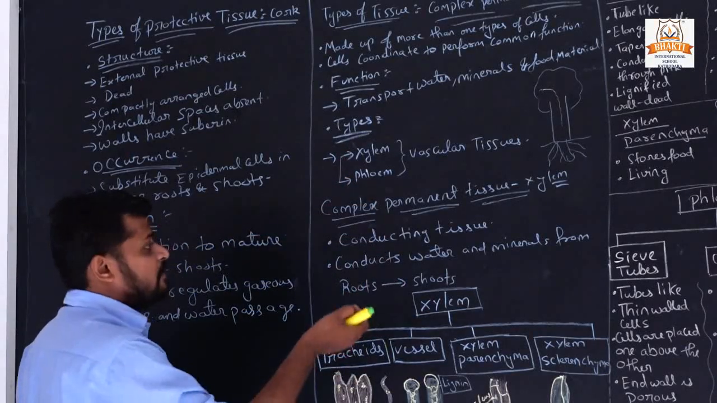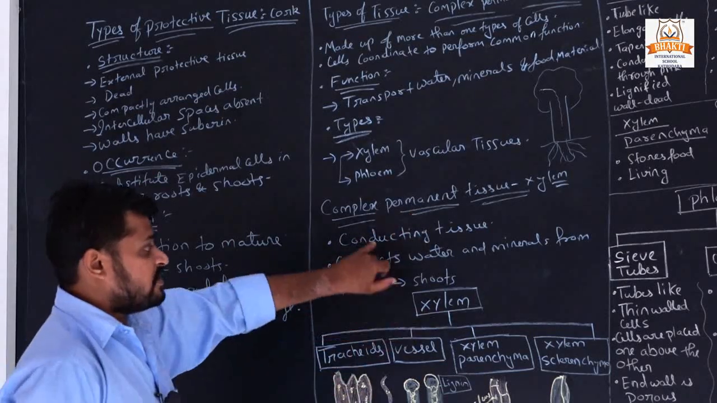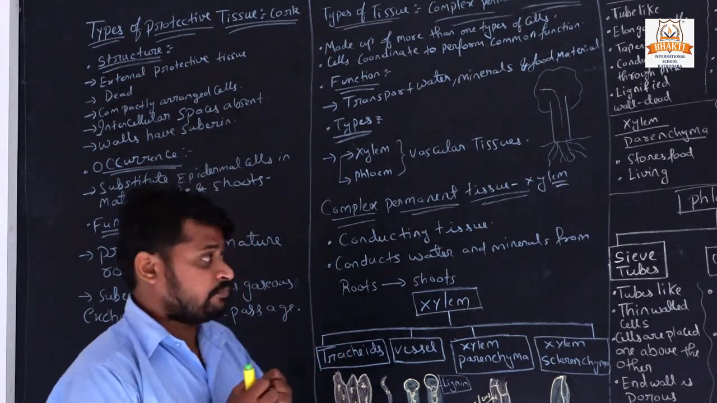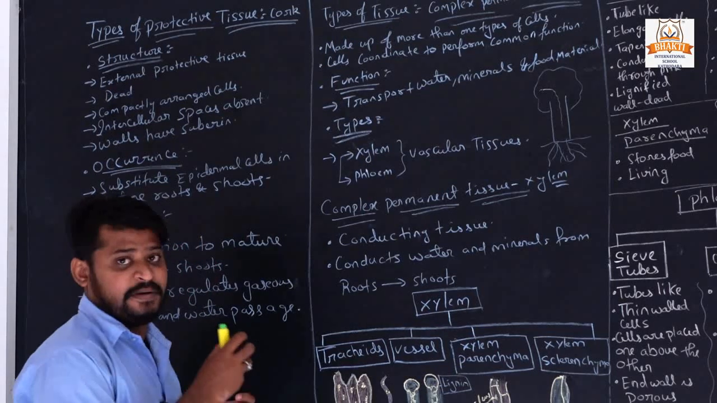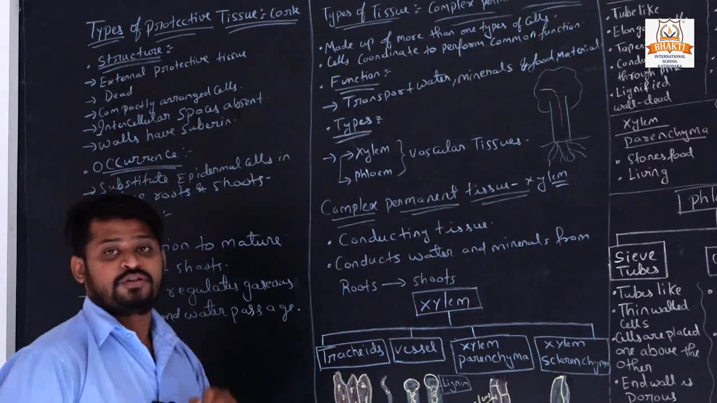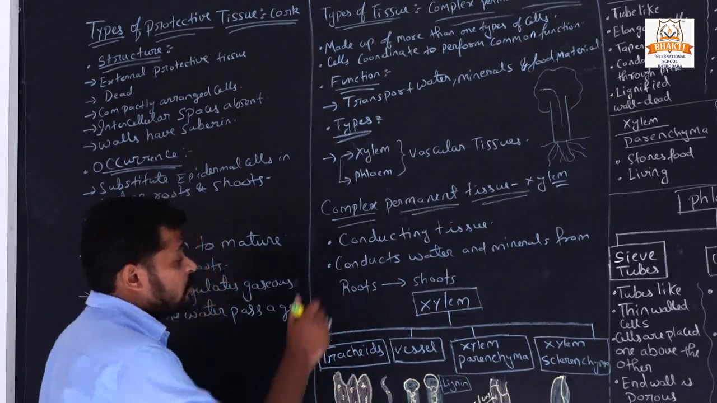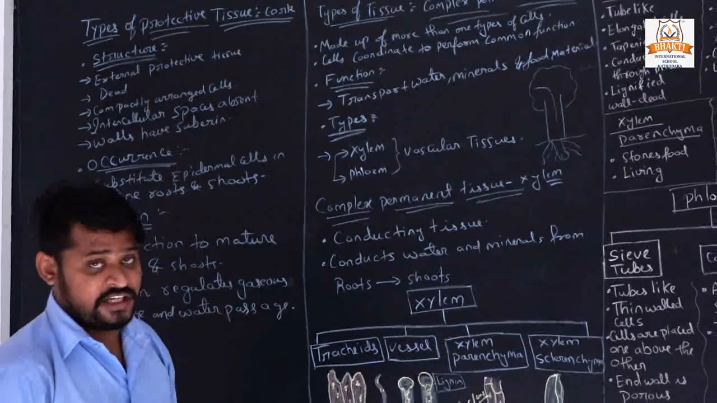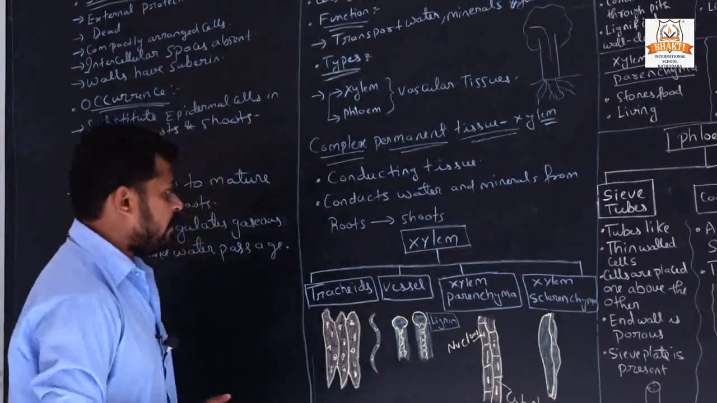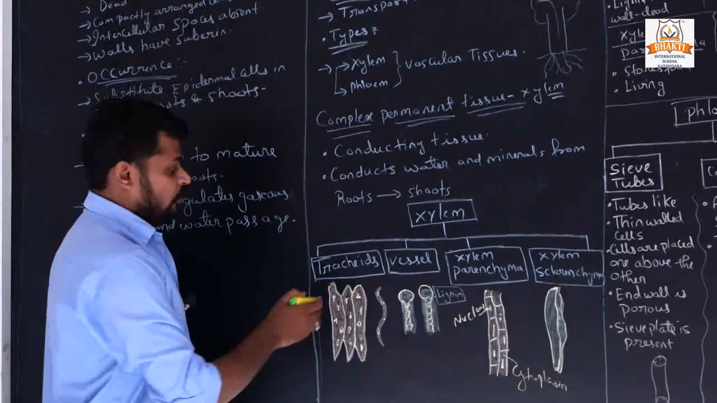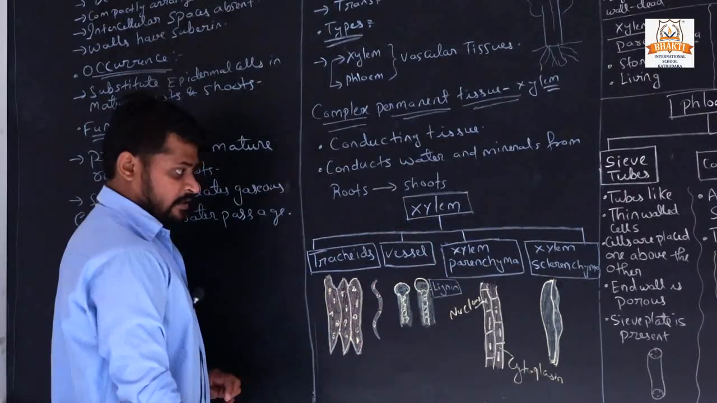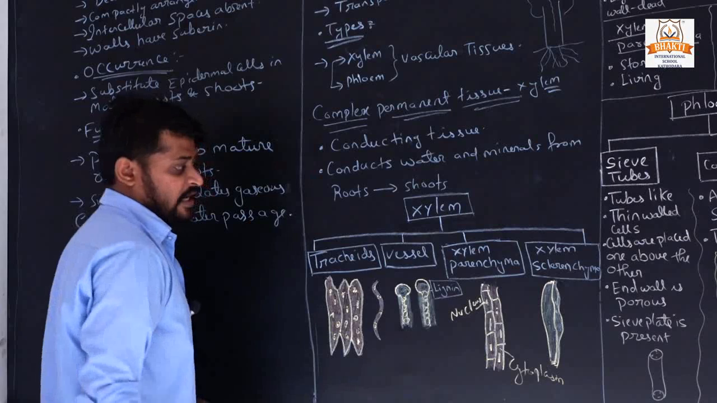What was the function of xylem and phloem? Xylem is a conducting tissue. It conducts, that is, transfers water and minerals from roots to shoots. Okay, so what was the function of xylem? To transport water and minerals from roots to shoot. And xylem has four types. One is tracheid, second is vessel, third is xylem parenchyma, and last is xylem sclerenchyma.